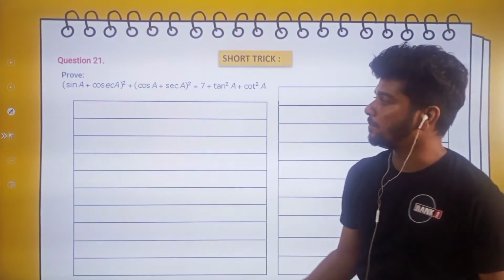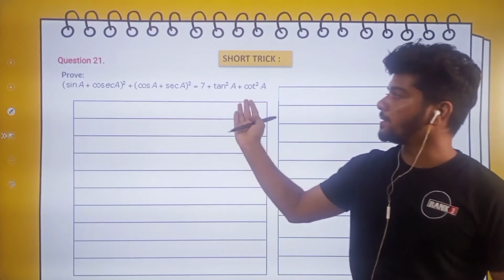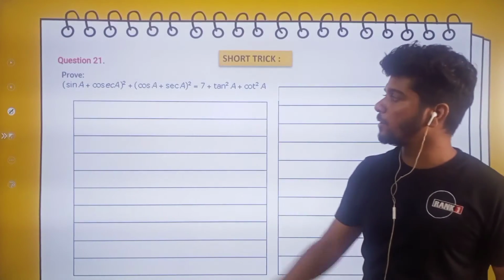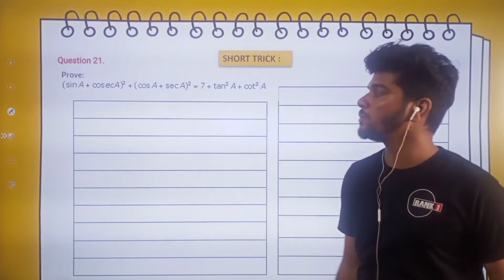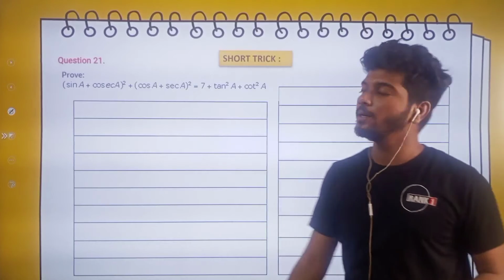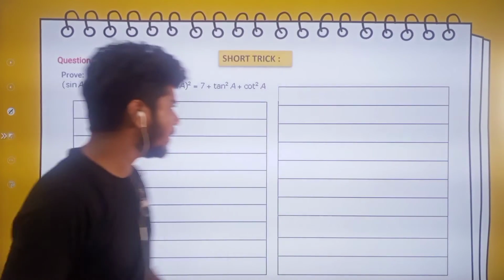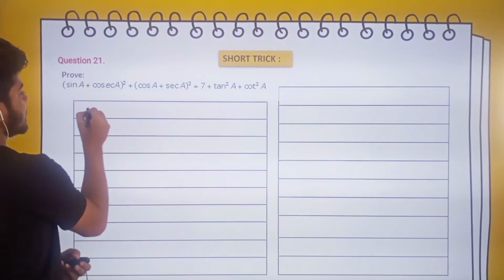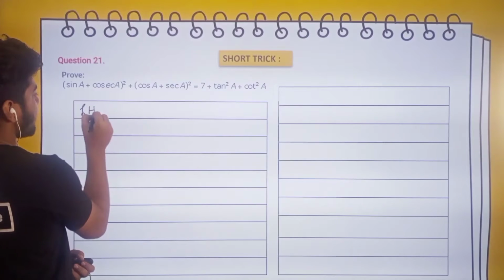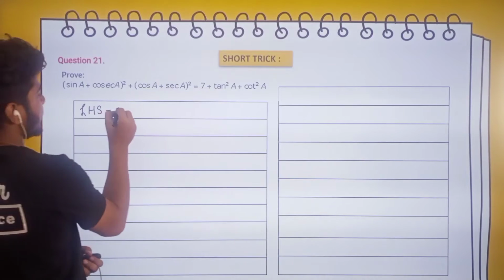How will we do this sum? First we'll take LHS or RHS. It is better to take LHS because we can easily split this using the a plus b the whole square formula, right? So first we'll take LHS. What is given in LHS? Let's start the sum with LHS.